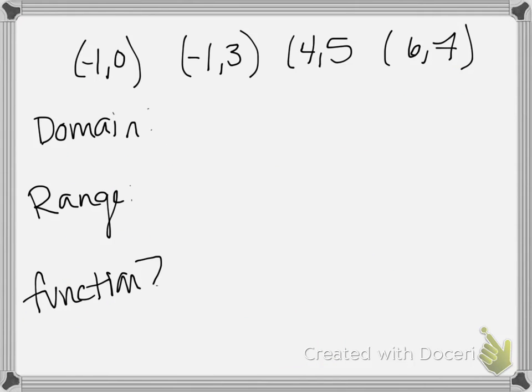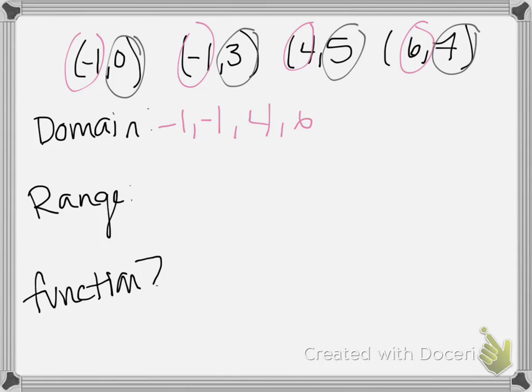Okay, domain is on my x values. So x value, x value, x value, x value. So negative 1, 4, and 6. And then my range is on my y values. So all of these. So I'm going to get 0, 3, 5, 7.